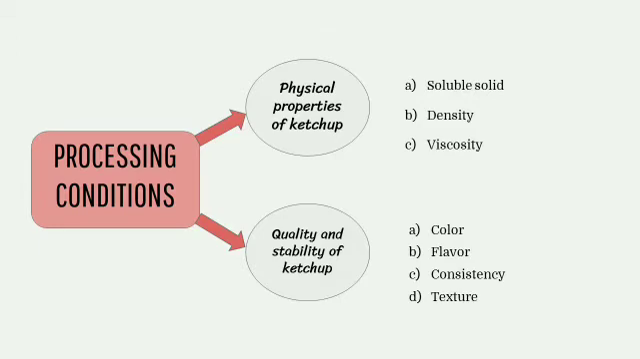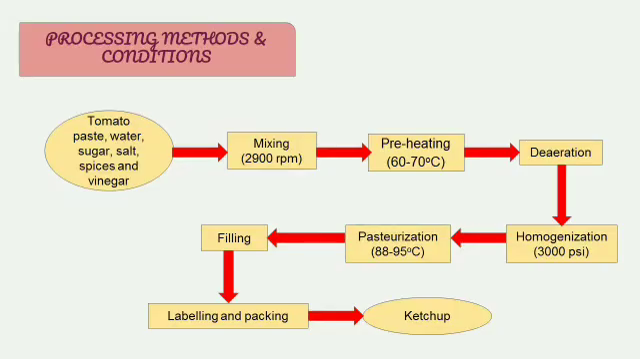In this video, I will further explain the relationship of processing conditions with physical properties, quality, and stability of the ketchup. As we can see, there are several physical properties of ketchup, such as soluble solids, density, and viscosity. Meanwhile, the quality and stability of ketchup can be seen as color, flavor, consistency, and texture.